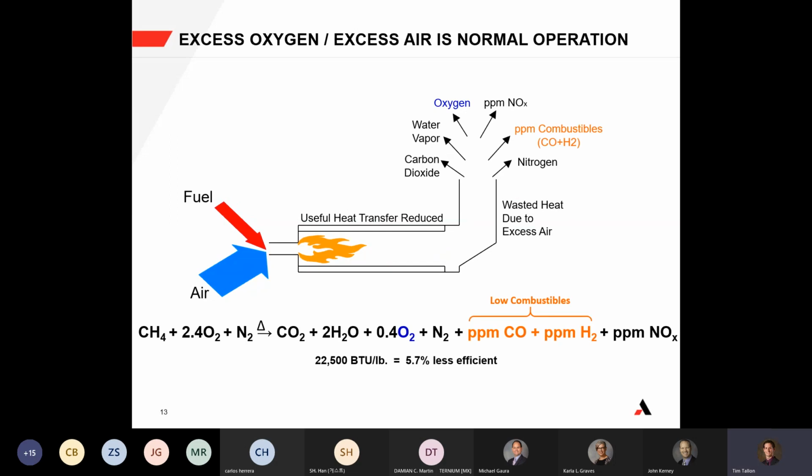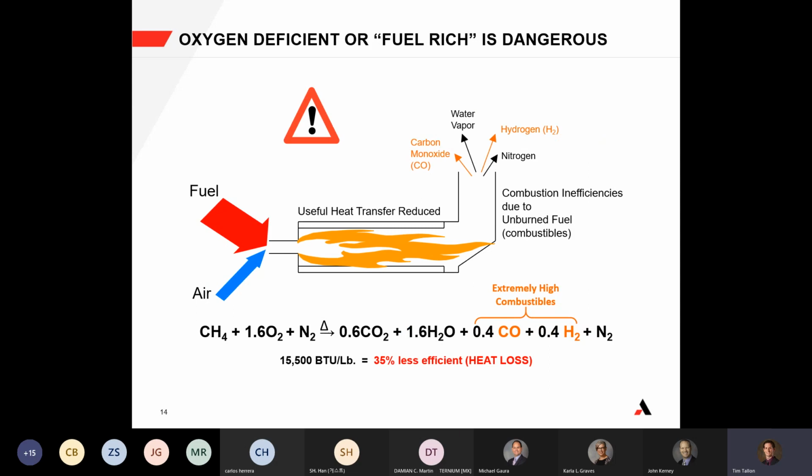But in reality, we actually have to operate with excess air. We need to operate with 20% excess air, 10% excess air, in order to maintain safe levels of combustion. What happens is you get low levels of combustibles, which is pretty normal, and you're slightly less efficient, about 5.7% less efficient than the previous case. That's excess air, that's excess oxygen, and that's what we typically use. We add a little bit more oxygen and air to the process than we need, and that causes us to burn a little bit more fuel than we originally needed as well.